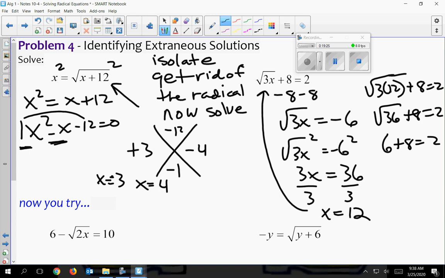So 14 equals 2. Well, that's not true. So there is no solution. That's an extraneous. 12 is extraneous. So there's no solution. Okay.